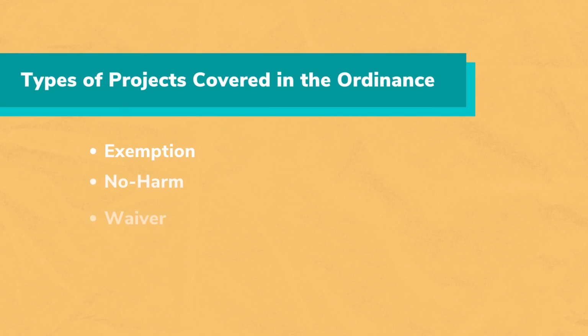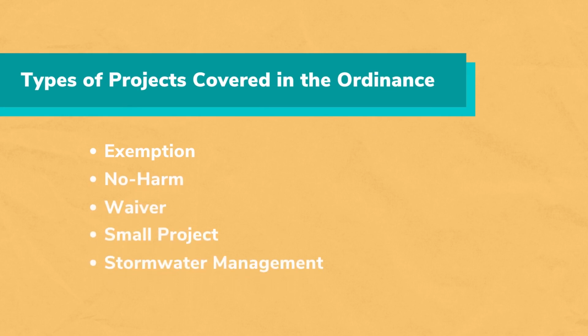The first project category is exemption. Exemption means that there are few rules to follow if your project will add no new impervious or hard surface area and meets the qualifications listed in the ordinance. Another category may be no harm, which means your project may add a small amount of impervious surface but will create little or no harm to others.